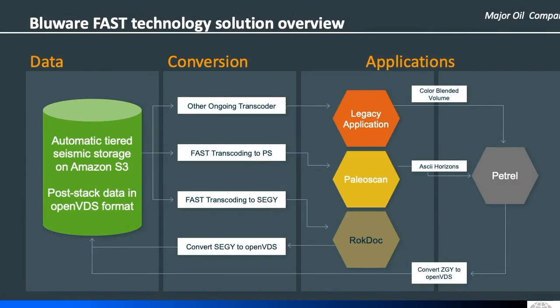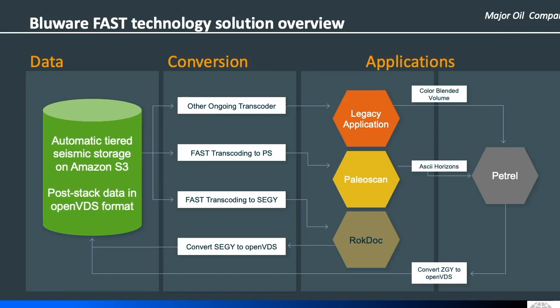This is a simplified image of the various steps of how Bluware Fast Technology, working with OSDU and OpenVDS, streams data to your applications, relieving you of the need to duplicate and track versions of your data and reducing the amount of storage you would require over time. In the first section, we have data, the seismic data ingestion and conversion to OpenVDS on Amazon S3, leveraging S3 Intelligent-Tiering for automatic optimization of storage costs.